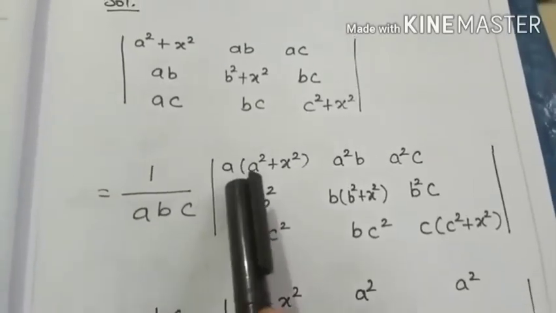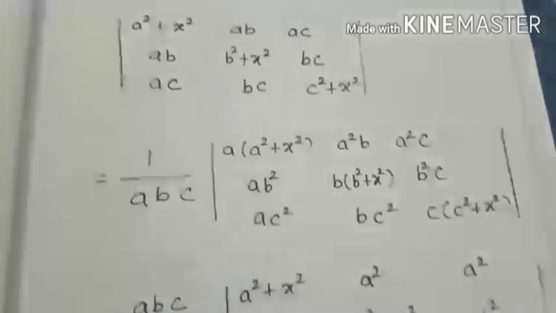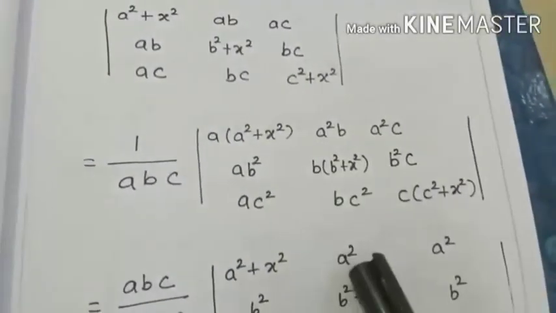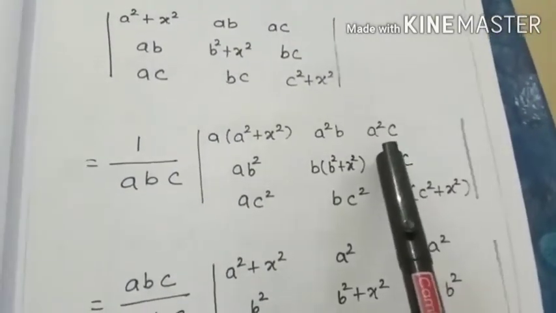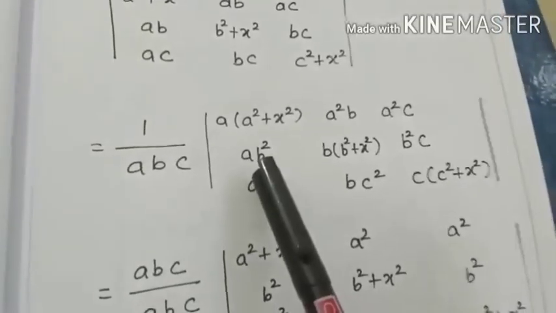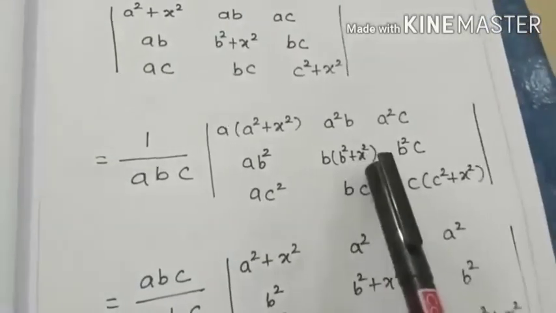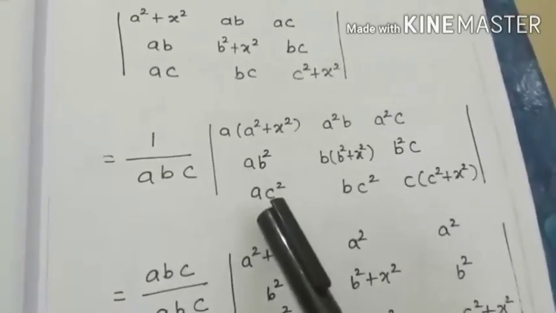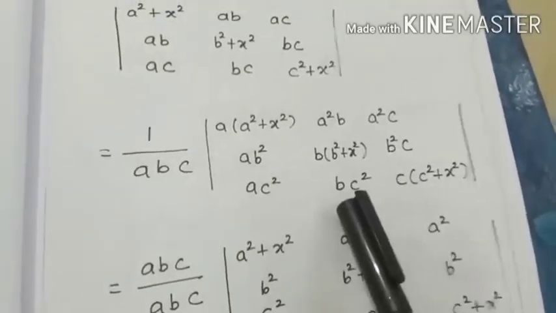Next the determinant is, first R1. R1 is multiplied by A. So A into A square plus x square, A square B, A square C. R2: A B square, B into B square plus x square, B square C. Next R3: A C square, B C square, C into C square plus x square.